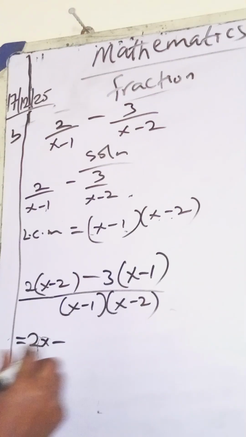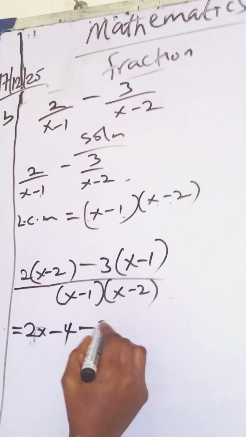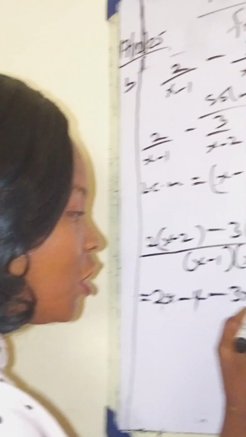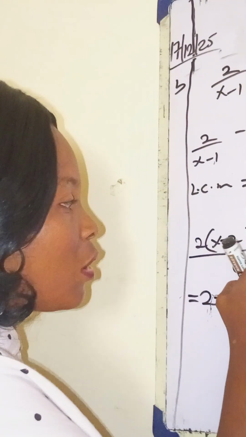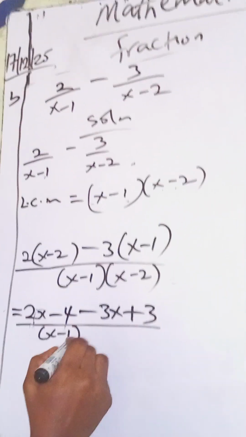So we have this as 2 times x will give us 2x. Minus 2 times 2 will give us 4. Minus 3 times x will give us 3x. Minus times minus will give us plus. So the sign changes to plus. So we have 3 times 1 to give us 3. All over your LCM.